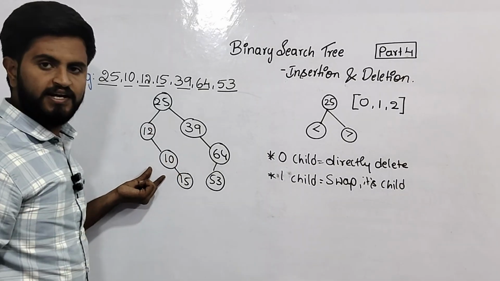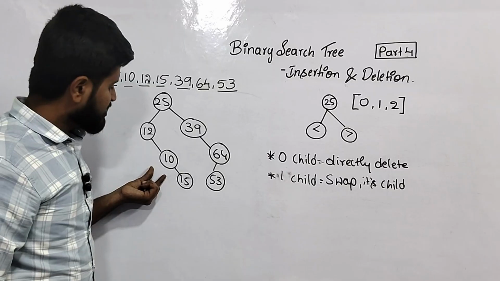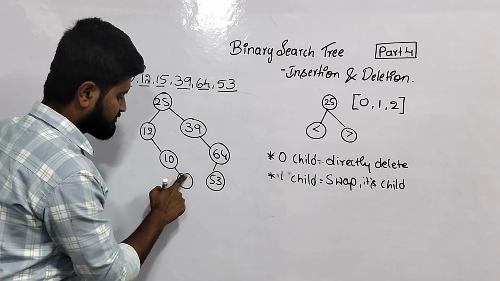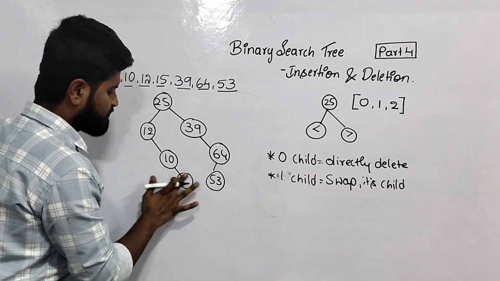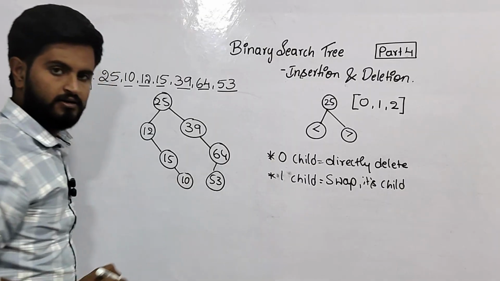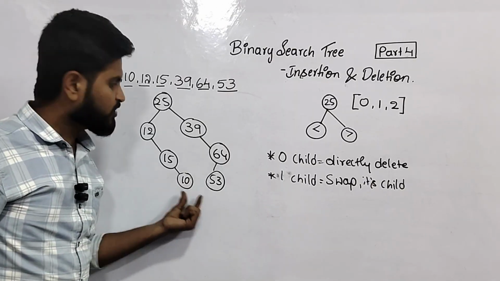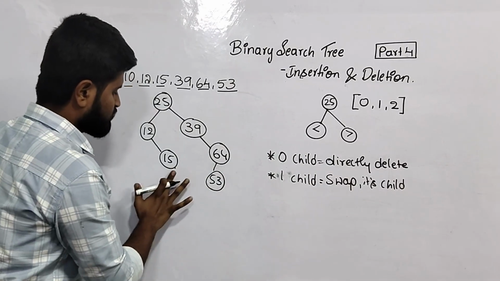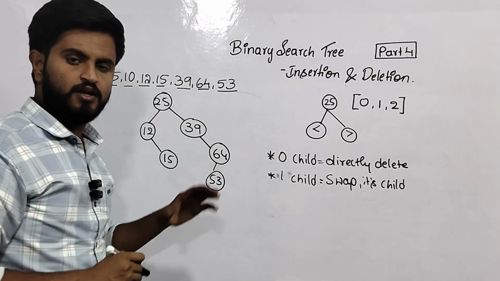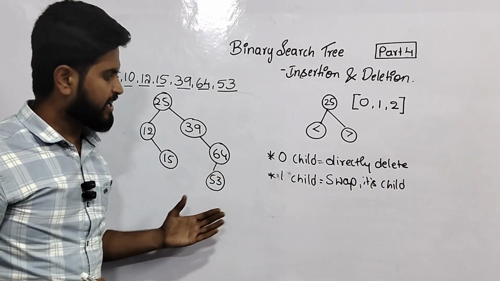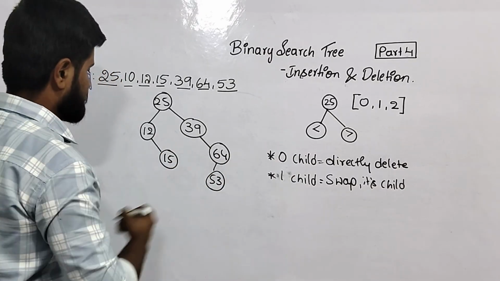I wanted to delete 10 but I can't delete it because 10 is having a child now. So I will be swapping 15 and 10 now. 15 will be here and 10 will be here. Now 10 has become the node with 0 child, so I can directly delete it. So what you must do is, any number of children it may be having, you just convert it to 0 child and you can easily delete it.